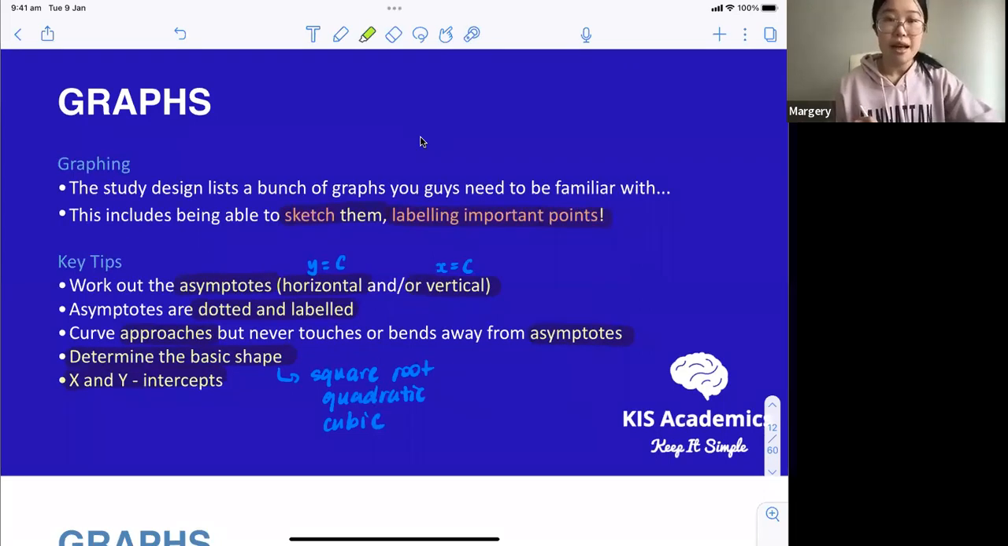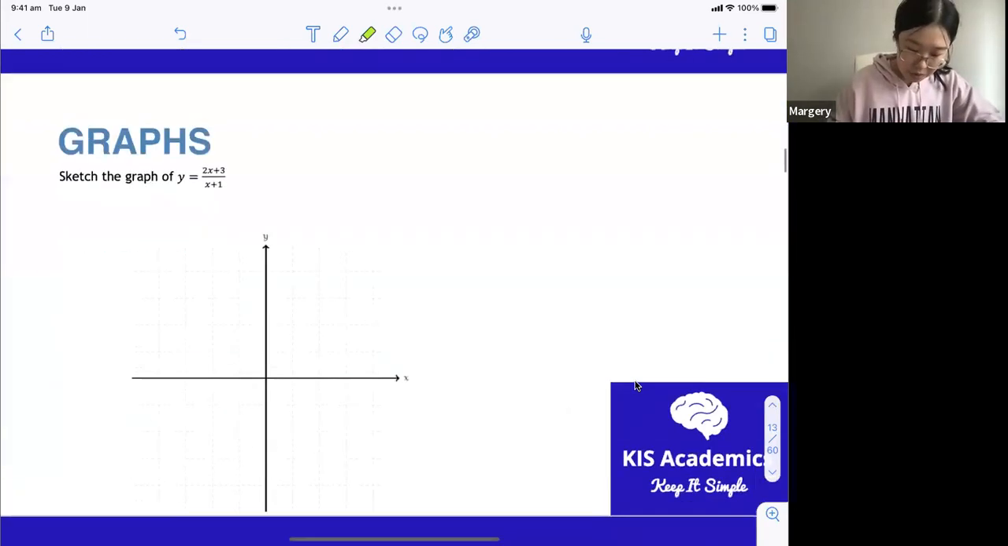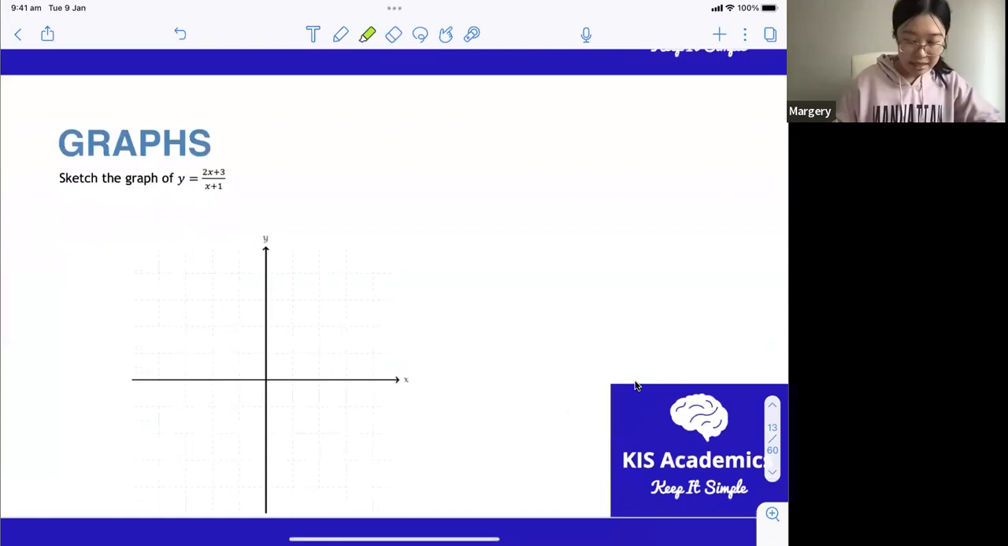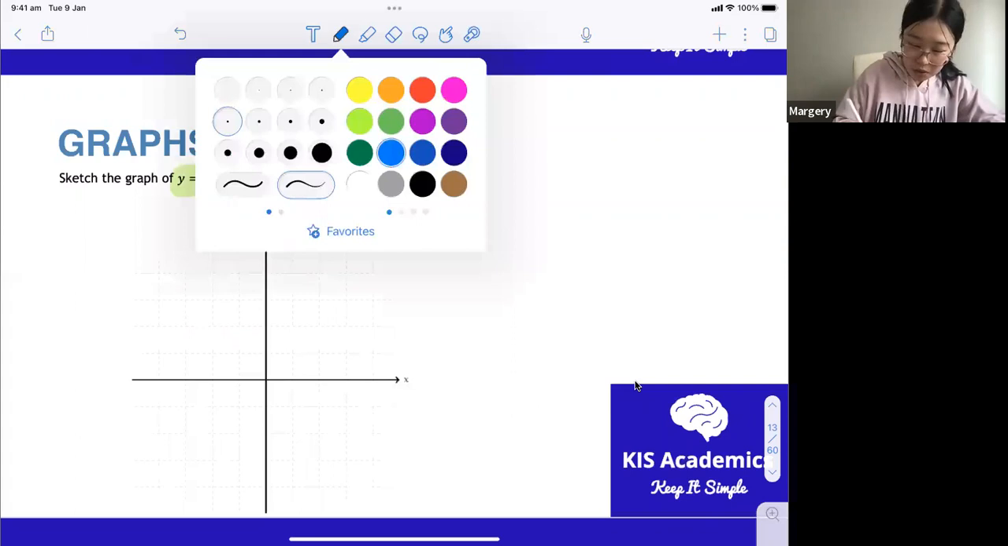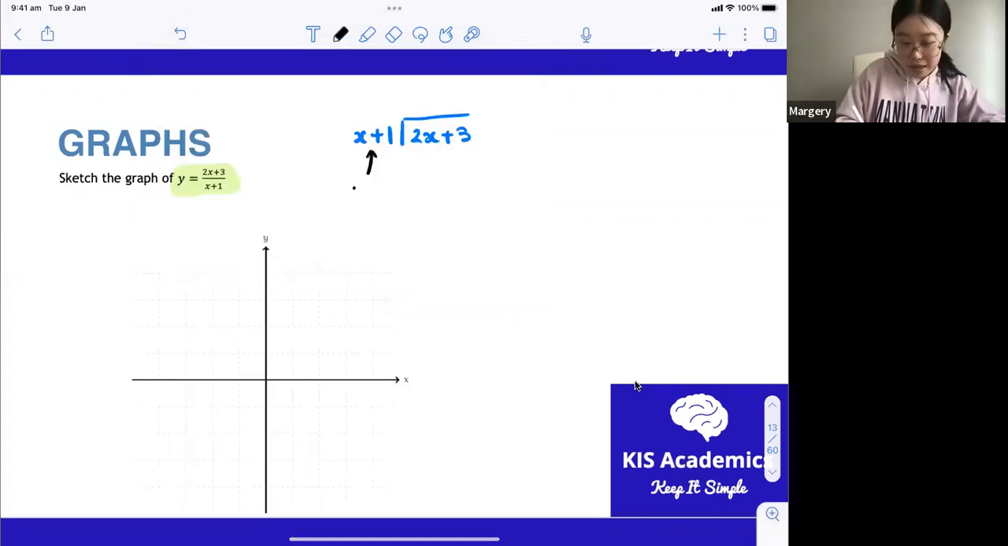So we'll have a look now at an example to go through this. We've got this function here that's asking us to sketch the graph of y equals 2x plus 3 over x plus 1. To do this, I notice I've got y equals some kind of fraction, so to simplify this a bit, I can use long division of polynomials. So I've got 2x plus 3 divided by x plus 1. As a quick refresher, x plus 1 is called our divisor.